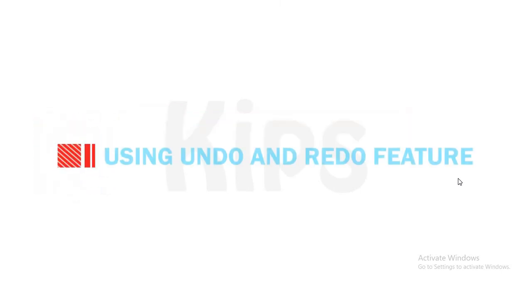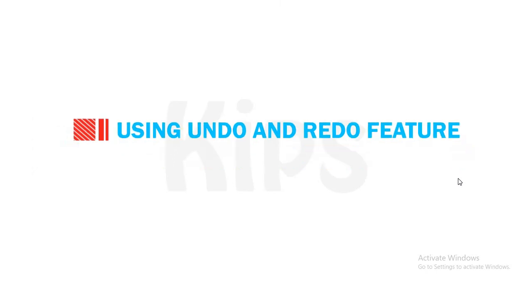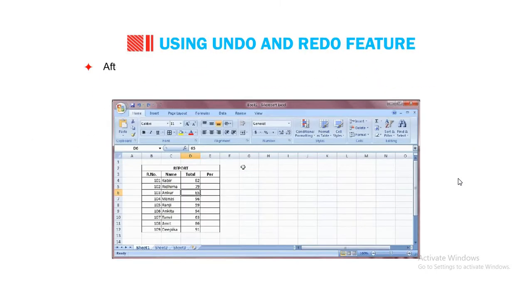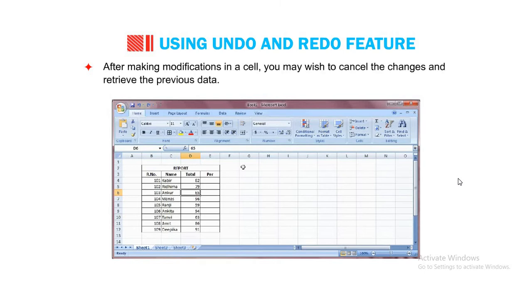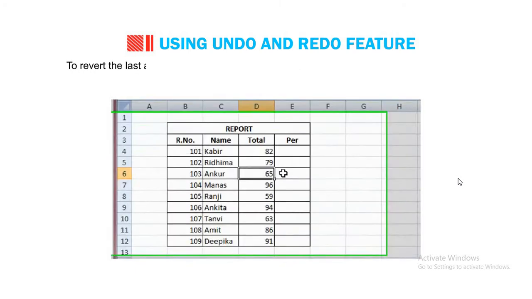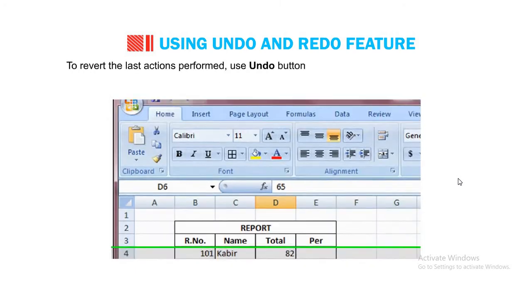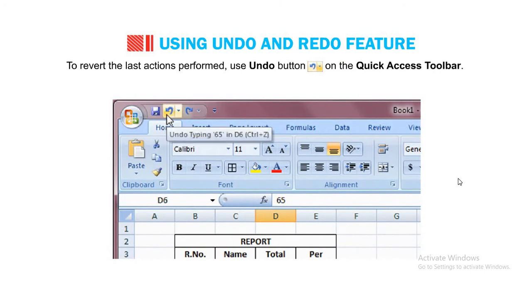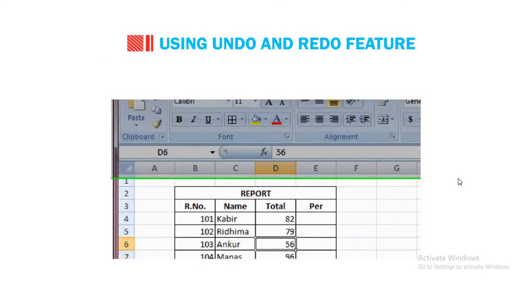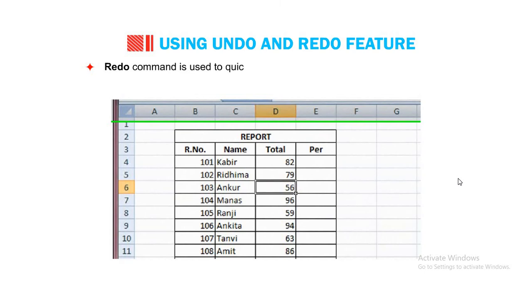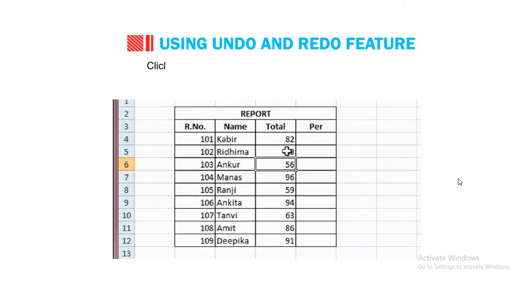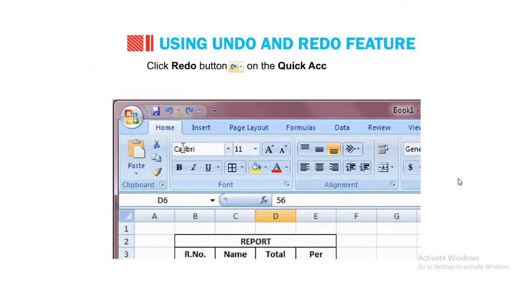Let me now tell you how to use the Undo and Redo feature. After making modifications in a cell, you may wish to cancel the changes and retrieve the previous data. To revert the last actions performed, use Undo button on the Quick Access toolbar. Redo command is used to quickly repeat the last actions that you have done using Undo command. Click Redo button on the Quick Access toolbar.